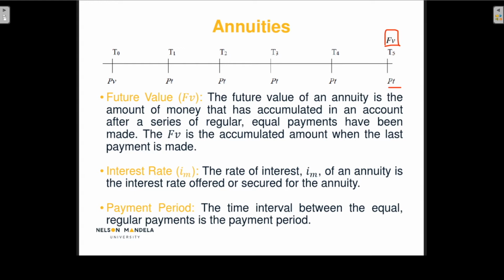The interest rate, IM, is the rate of interest of an annuity. So the rate of interest of an annuity is the interest rate offered or secured for the annuity. And then the payment period, the time interval between the equal regular payments, is the payment period. So if you make regular payments on a monthly basis, then your payment period will be a month. If you make regular annual payments, then your payment period will be a year.